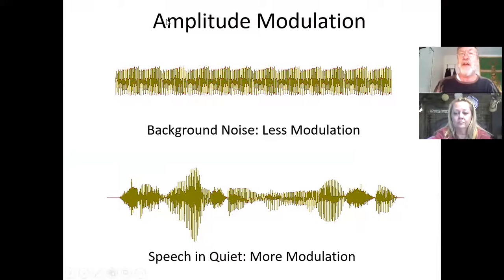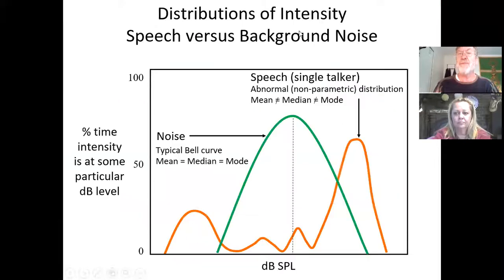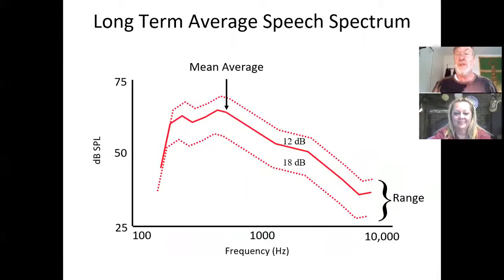And by what method? Amplitude modulation. We talked about these distributions of noise: noise has a steady, normal distribution, like a fan or an air conditioner that is almost always at one intensity, whereas speech is all over the place. Okay? Anyhow, we said that's the reason why the mean average of speech is not in the center of its range.